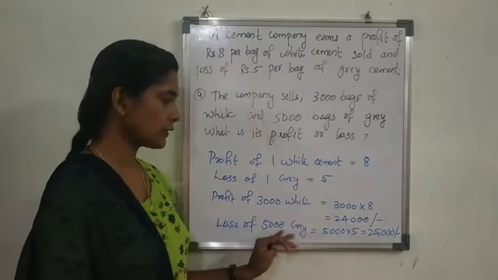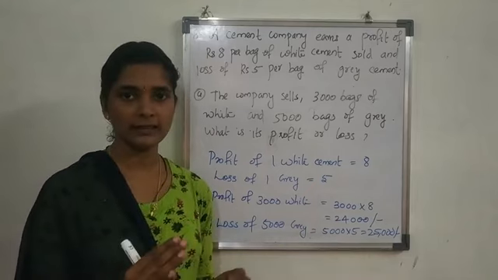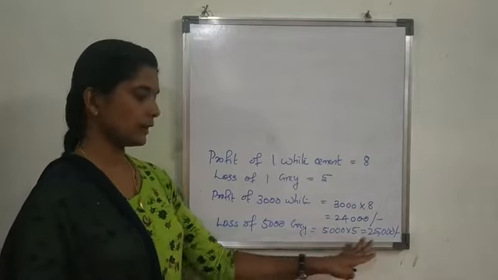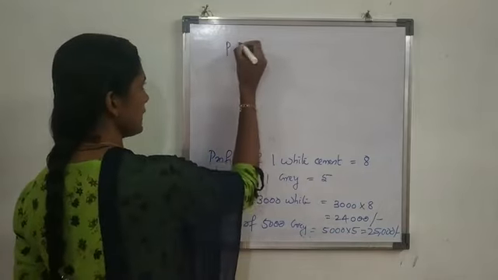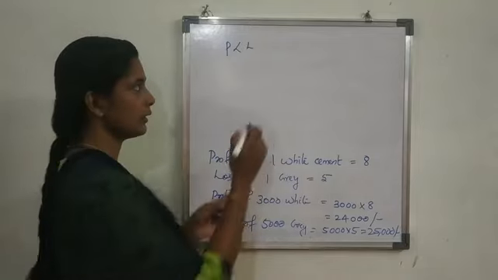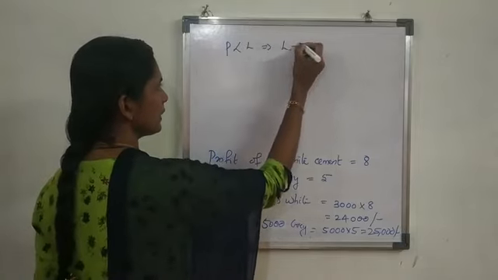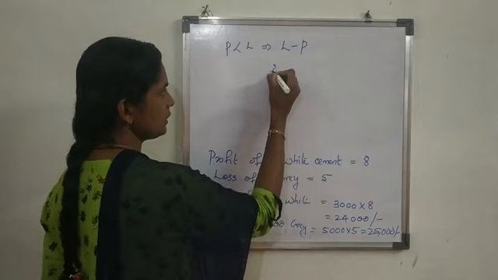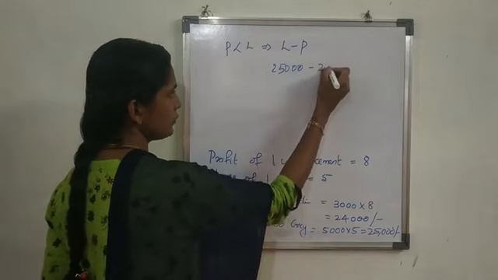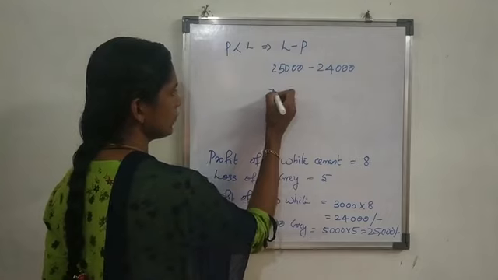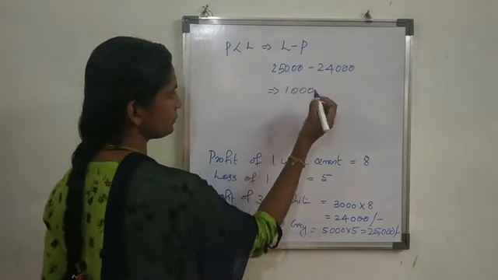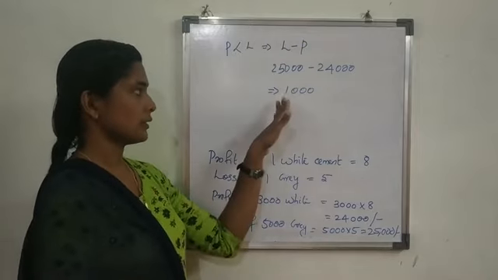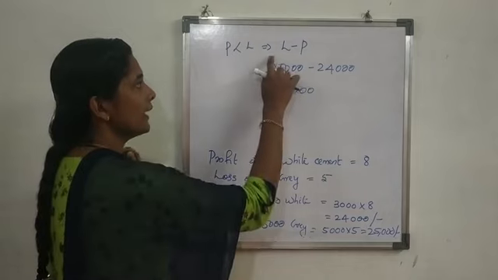Profit is 24,000 and the loss is 25,000. Which one is greater? Loss is the greatest one. Profit is less than loss. Therefore, what we have to find? Loss minus profit. We have to find the loss. That is loss minus profit. Loss is 25,000 minus 24,000 is equal to 1,000. So 1,000 is the loss. Loss is equal to loss minus profit.